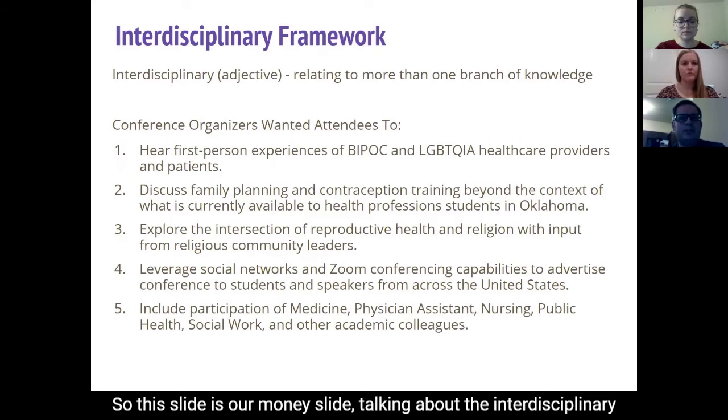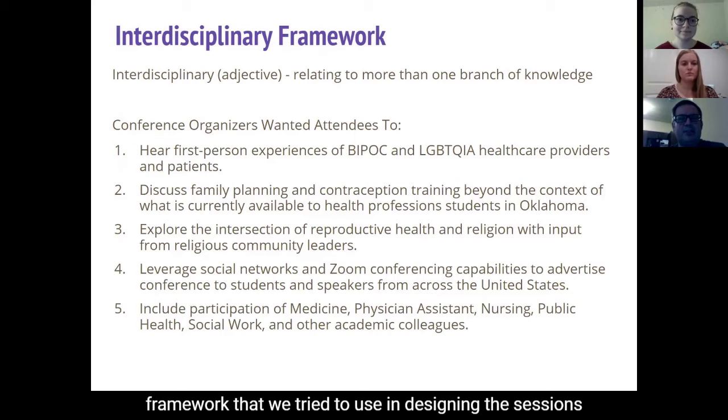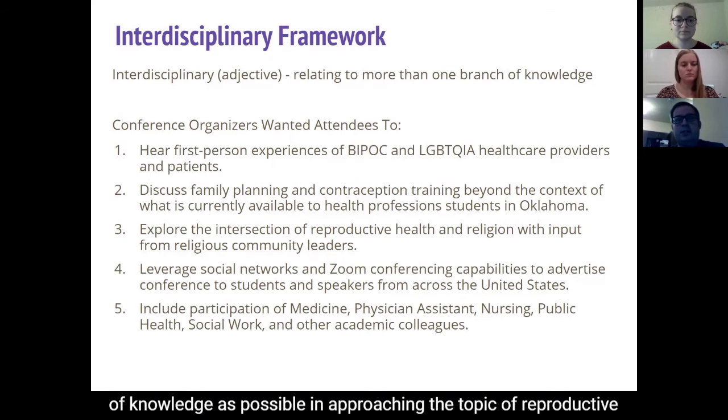So this slide is our money slide. It's talking about the interdisciplinary framework that we tried to use in designing the sessions for the conference. We took a very broad approach to the definition of interdisciplinary. We wanted to incorporate as many perspectives and branches of knowledge as possible in approaching the topic of reproductive health.